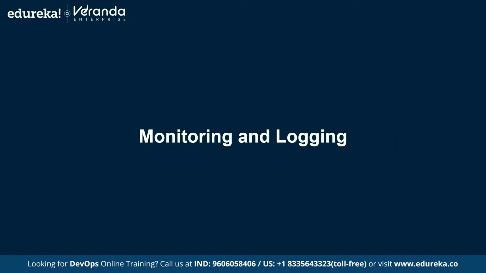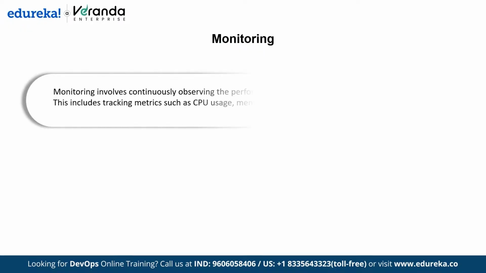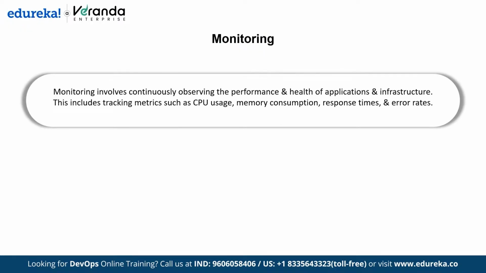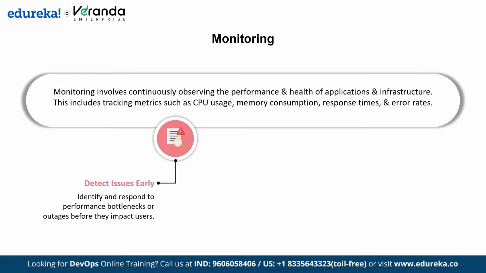Monitoring and logging are essential components of a robust DevOps strategy, enabling teams to maintain system health, troubleshoot issues, and optimize performance. Now let's see what monitoring is. Monitoring involves continuously observing the performance and health of applications and infrastructure. This includes tracking metrics such as CPU usage, memory consumption, response time, and error rates. Effective monitoring helps teams detect issues early, and identify and respond to performance bottlenecks and outages before they impact users.